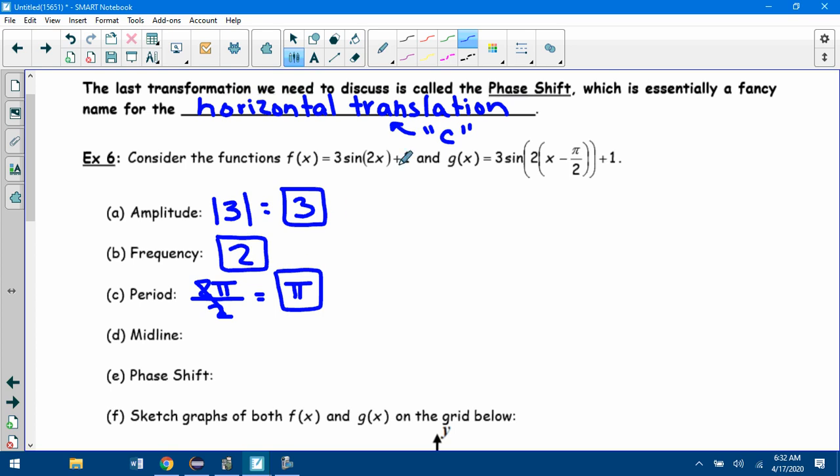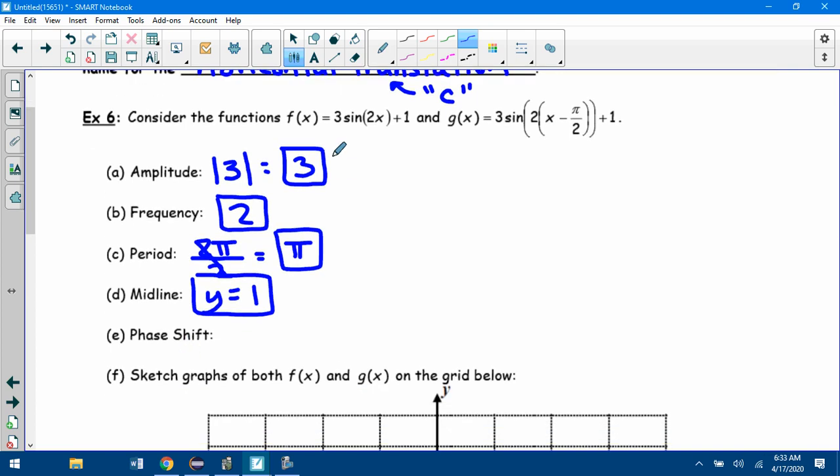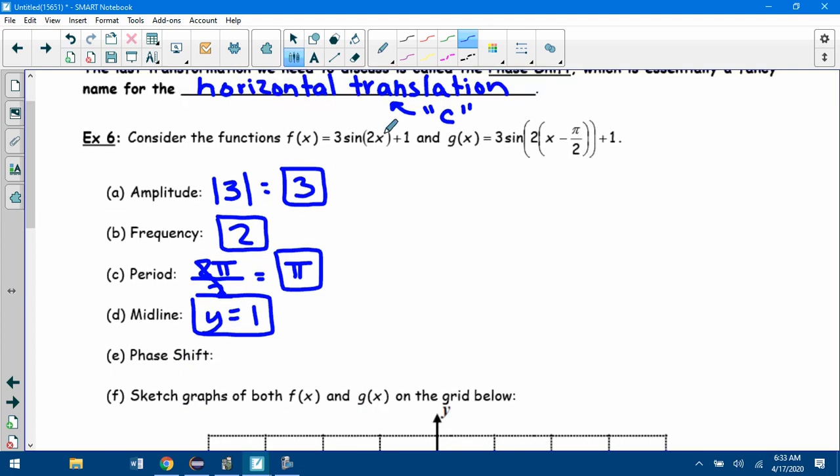What's the midline for both of them? Again, be careful of saying 1. It's not 1, it's up 1. So it's y equals 1. Here's the new part, phase shift. Phase shift is the horizontal translation. Now there's nothing with the x being added or subtracted on f of x. So for f of x, the phase shift is 0, because you're not adding or subtracting anything.